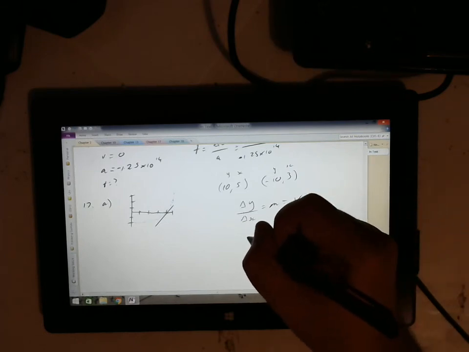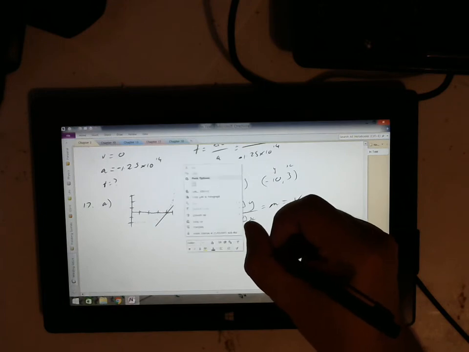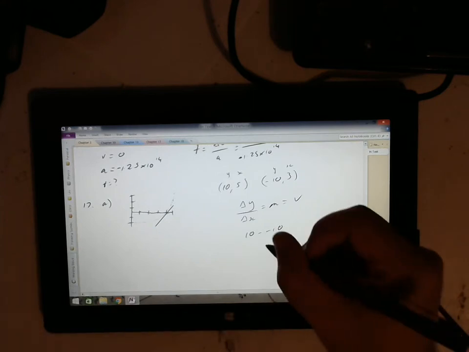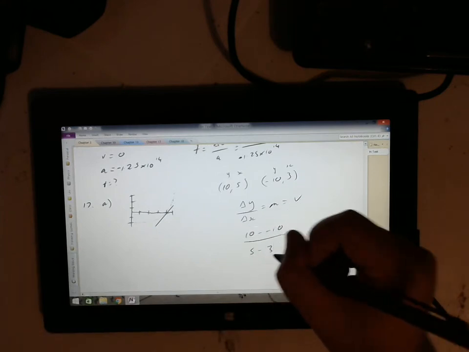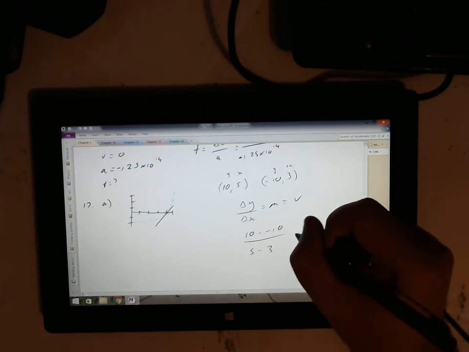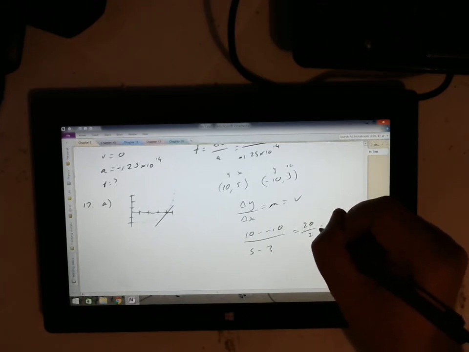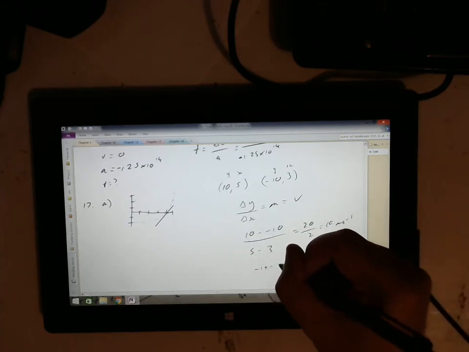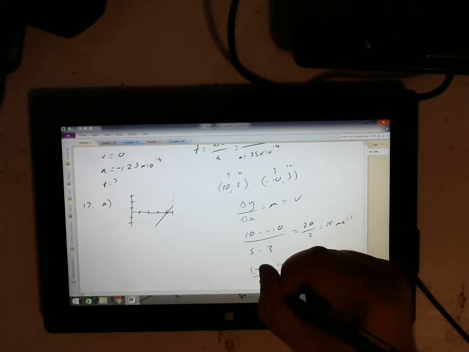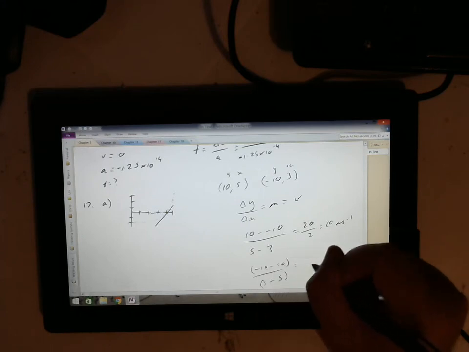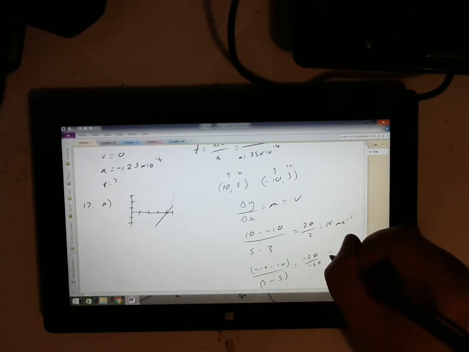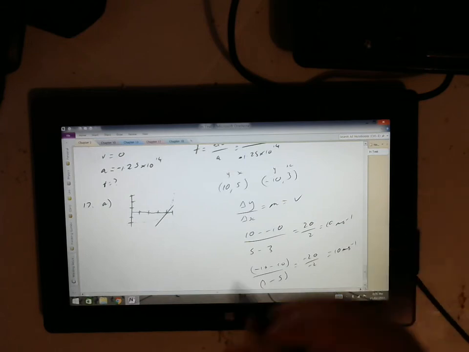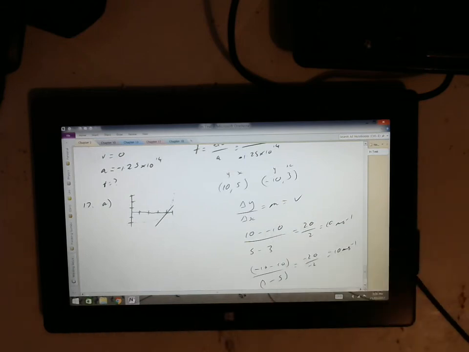So change in y, that's going to equal 10 take away negative 10, and it wouldn't matter which one we did, and I'll show that in a second, over 5 take away 3. That's the important thing to get right. And we would end up there with 20 over 2 equals 10 meters per second. If we'd gone the other way and gone negative 10 take away 10 over 3 take away 5, we would have got negative 20 over negative 2, which also equals 10 meters per second. So it doesn't matter which point you use, but you've got to make sure that you're consistent. Now, let's have a look at the answer.